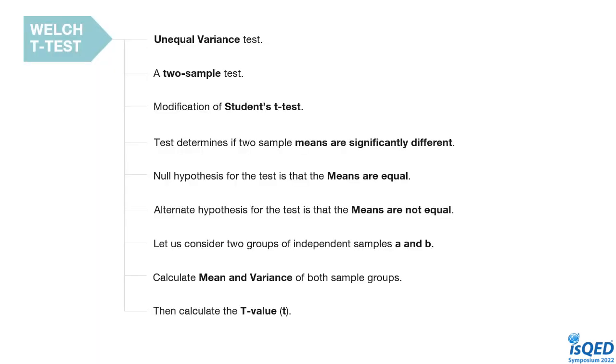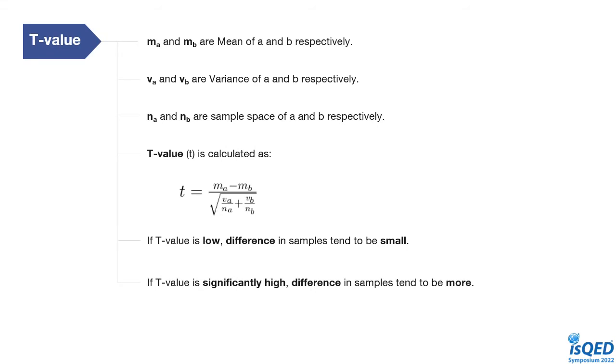The Welch t-test is an unequal variance two-sample test and it is a modification of Student's t-test. The test determines if two sample means are significantly different. We consider two independent samples A and B and then calculate the t-value with respect to them. By calculating the mean and variance of the samples, we can calculate the t-value like this. If it is low, the difference between the samples tends to be small, and if it is high, the difference between the samples tends to be larger.